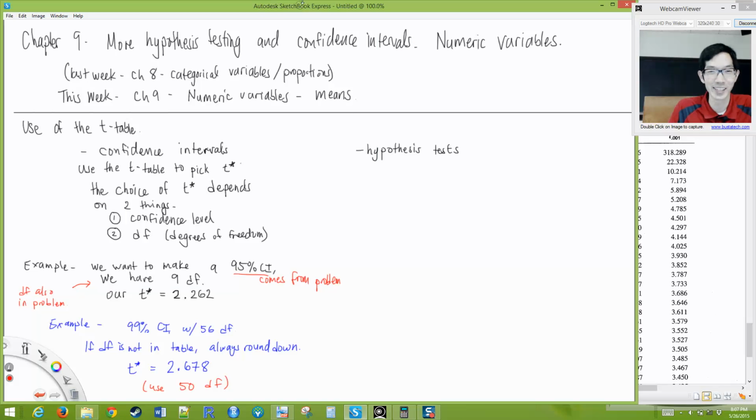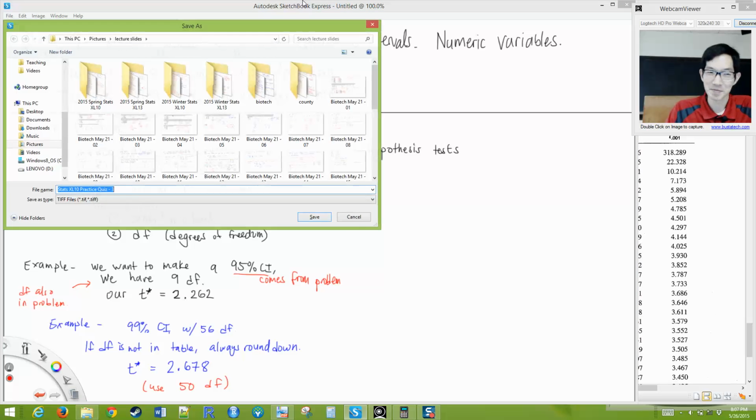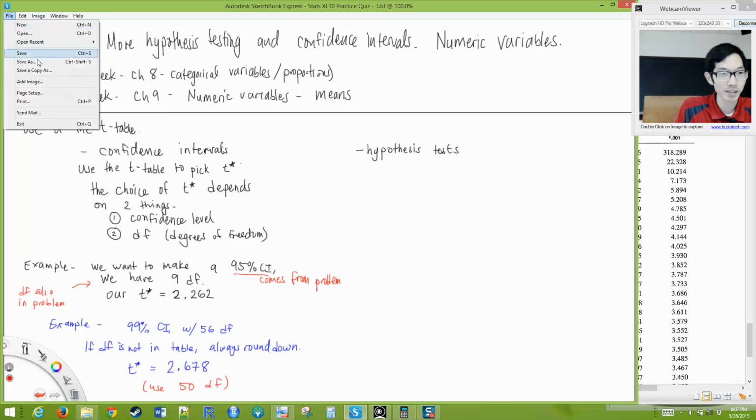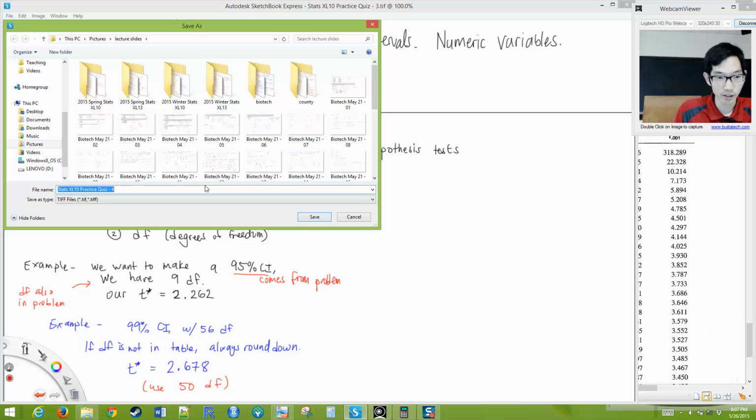So, oops. Actually, let me save this as XL10. What is this? May 26. Slider 1.